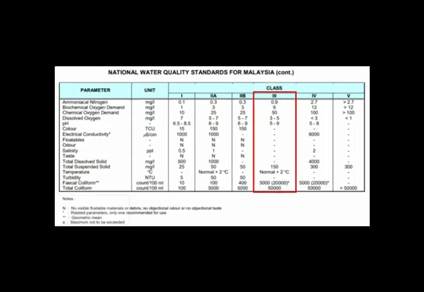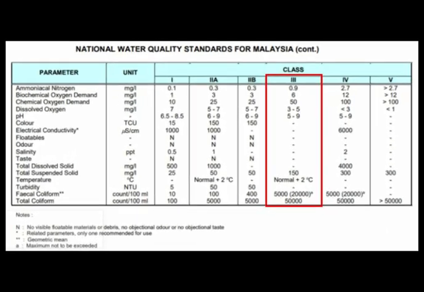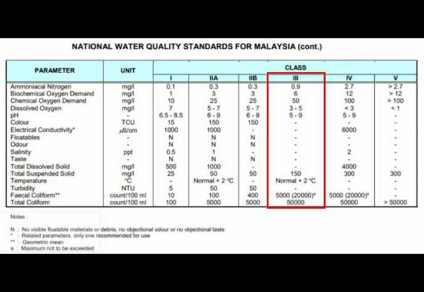Based on the results obtained, the water in Sungai Pago is classified as Class 3 according to the Interim National Water Quality Standard.